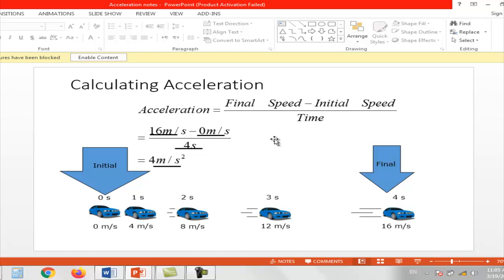In this problem, we want to calculate the acceleration of this car. We have the initial speed here. The car starts moving from rest, so there is no speed. The initial speed is 0. After the car starts, its speed is 16. After how many seconds? 1, 2, 3, 4. So the final speed is 16, the initial speed is 0, and the time is 4. So 16 minus 0 divided by 4 equals 4 meters per second squared.